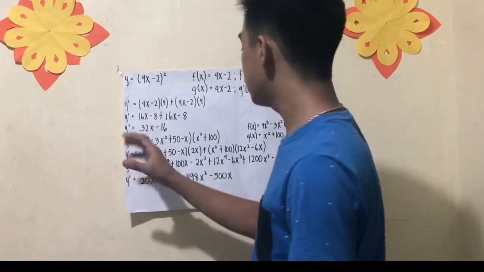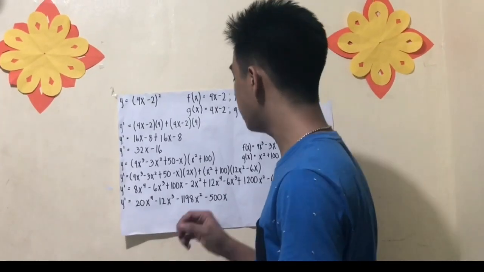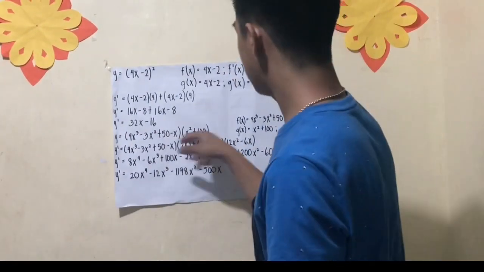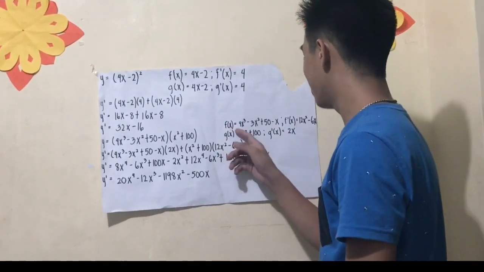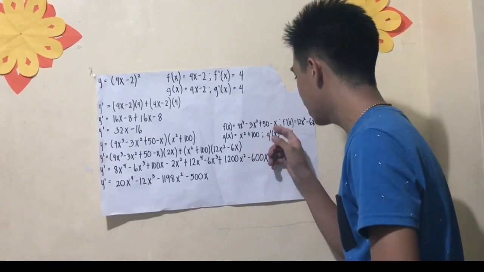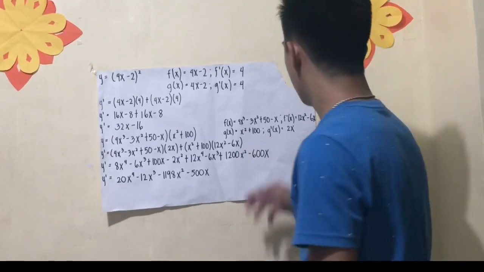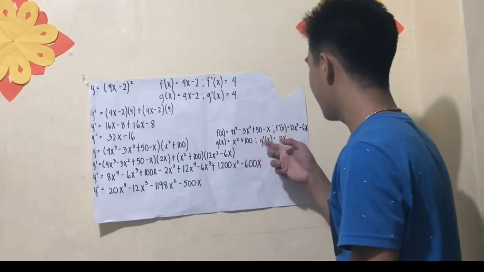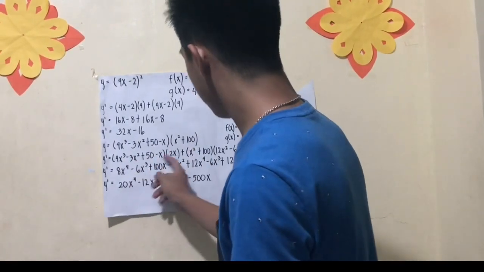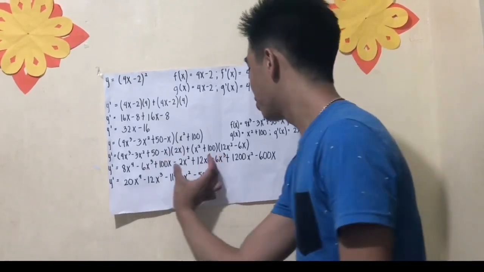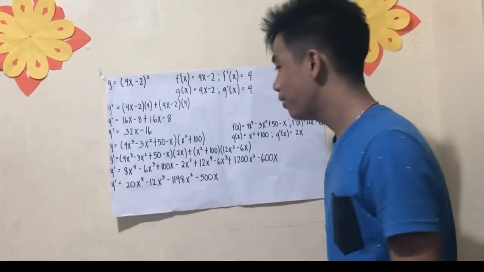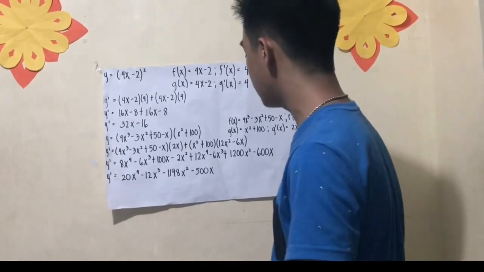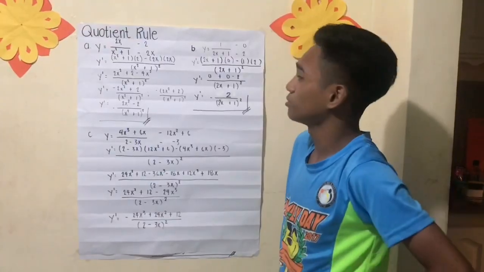Example number 3, y equals quantity of 4x cubed minus 3x squared plus 50 minus x times quantity of x squared plus 100. By getting the derivative of these two, f of x is equal to 4x cubed minus 3x squared plus 50 minus x, and g of x equals x squared plus 100. And by getting it, f prime of x equals 12x squared minus 6x, and g prime of x equals 2x. Then the distributive property, and then combining the like terms, and our answer is y prime equals 20x raised to the power of 4 minus 12x cubed minus 1198x squared minus 500x.